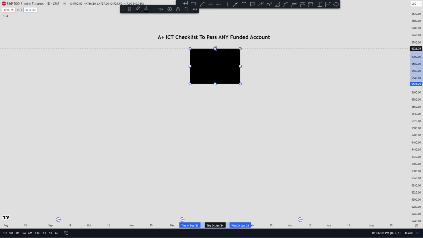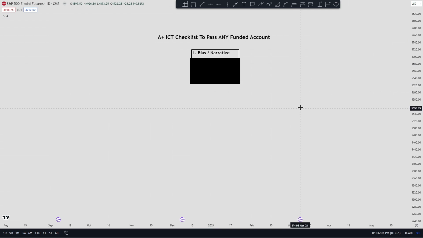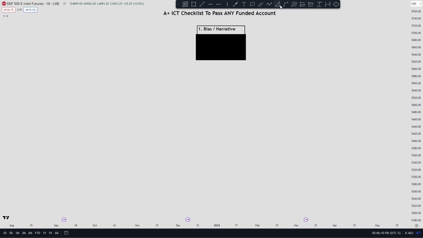So the first thing that we're going to go over in this 4-step process is bias/narrative. You have to understand that bias is simply a mix of two things. Bias is a mix of structure plus order flow, meaning that if we're going higher and higher and higher, let's say we're here, we're anticipating a pullback in price action.